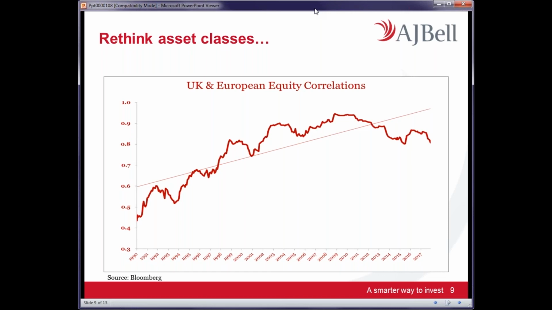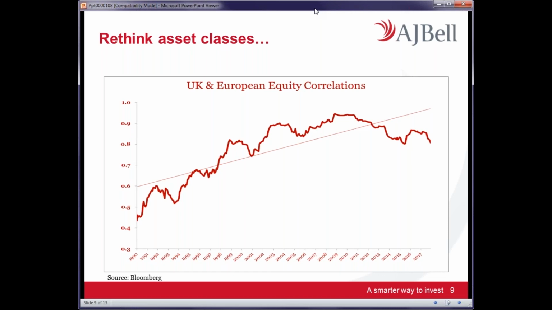And so the idea that we are building efficient portfolios by spreading our money around the globe and diversifying between UK, US, and European equities, given that the correlations are now so high, we've really got to question whether we are genuinely building the most efficient portfolios. I've not got the data on the slide here, but what I can tell you is actually the correlation between UK large cap and UK small cap companies is actually around 70%.